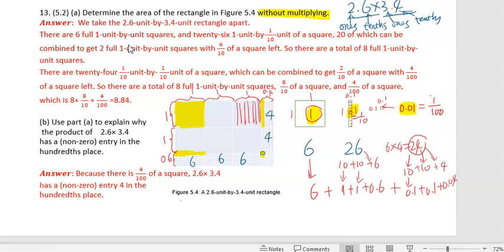Now let's combine all of them. So we have 6 plus 1 plus 1, that's 8. And we have 0.6 plus 0.2, that's 0.8. And then there's a 0.04. In my answer, I used the fractions. So instead of 0.8, I used 8 tenths. Instead of 0.04, I used 4 hundredths. But that should give us the same answer, which is 8.84.